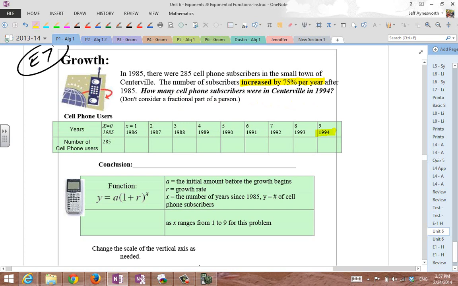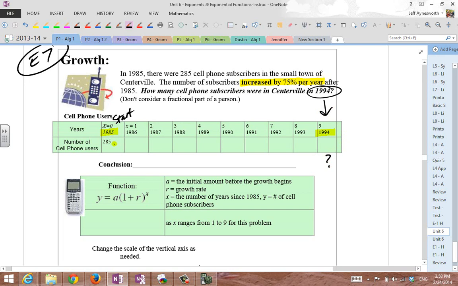All right, so what we're going to do is we're going to calculate them first. So initially in 1985, we're talking about the starting year here, which we're going to call x equals 0, the starting year. There were 285 users, all right, so subscribers, if you will. The question is how many were there in 1994? That is right here. The question is, I don't know. We got to figure that out. But we do know that it's increased by 75% per year.